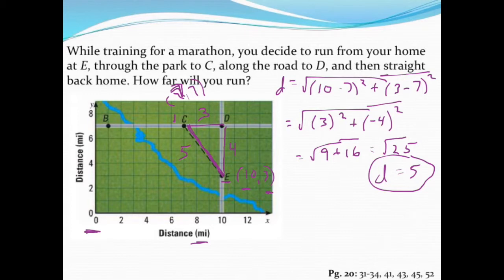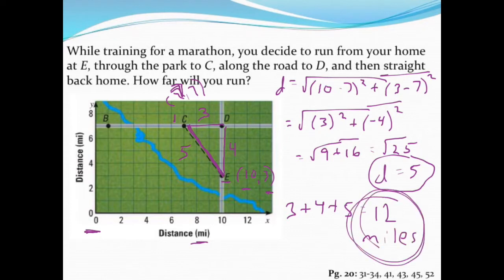So I have all 3 sides of my triangle, all 3 parts of my running path. Because I want to know the total distance I run around this path, I'm just going to go ahead and add those 3 sides together. 3 plus 4 gets me 7. Add another 5 onto that, and I have a total of 12. In any story problem, you should probably label your answer. So let's go ahead and call that 12 miles. Yay for running.